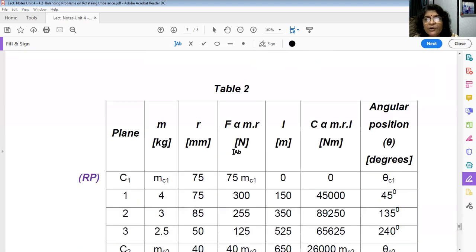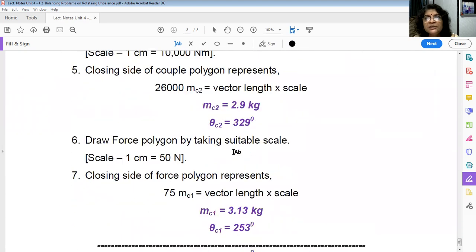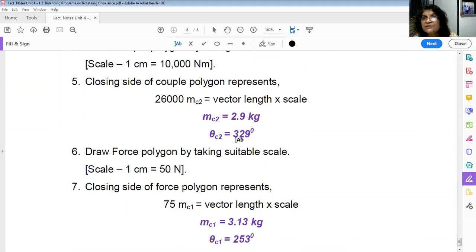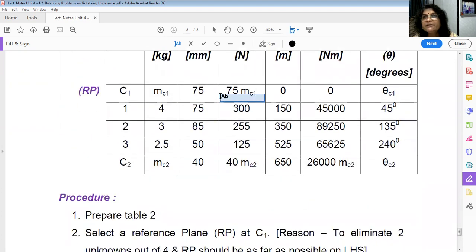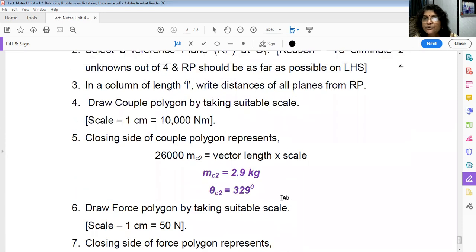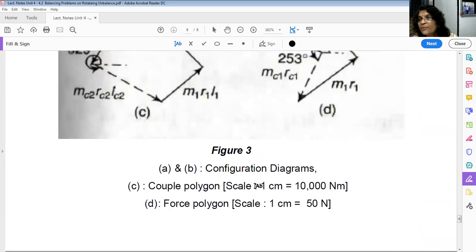So how to find out MC1 now? See here, the closing side of the polygon represents this vector length. Suppose that length I am getting is 3.5 centimeter, into the scale, that is 50. This will represent 75 MC1. Why 75 MC1? See here, this is 75 MC1, this is the unknown magnitude. So 75 MC1 is equal to the length of the vector into scale, which will give you MC1, that is 3.13 kg. And the angle we have already measured, 253 degree. Understood? So this is the problem.